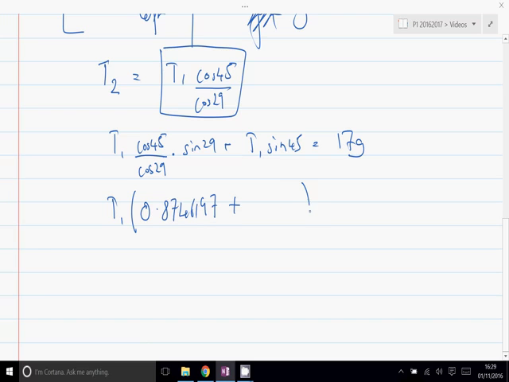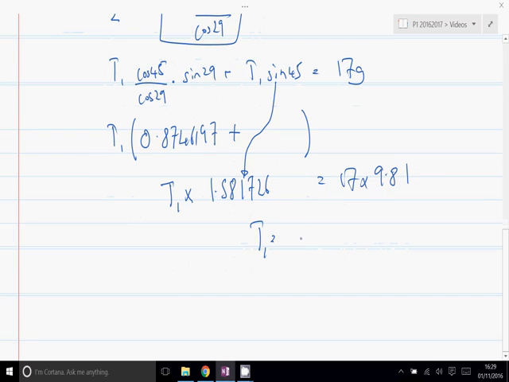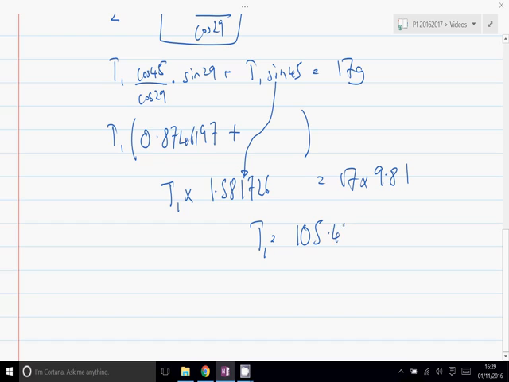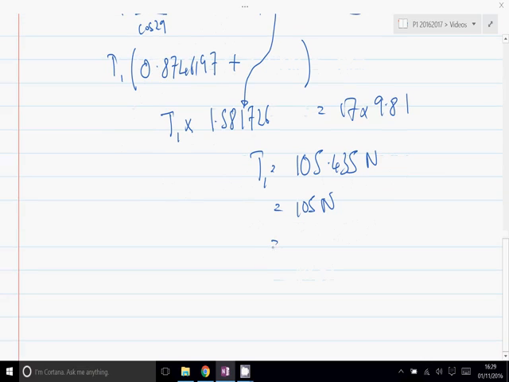This is 0.87461997, and this is sine 45. Now, I didn't calculate sine 45 separately, I calculated them all together, so I went straight down here using my calculator. 1.581726 is equal to 17 times 9.81. So 17 times 9.81 divided by the answer equals. So T1 is equal to 105.435. Notice the steps. 105 newtons. The last step, 1.05 times 10 squared newtons.